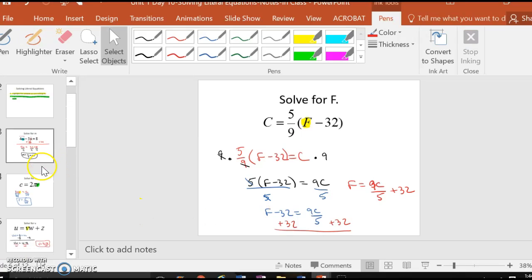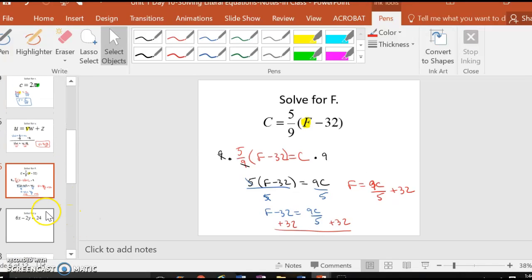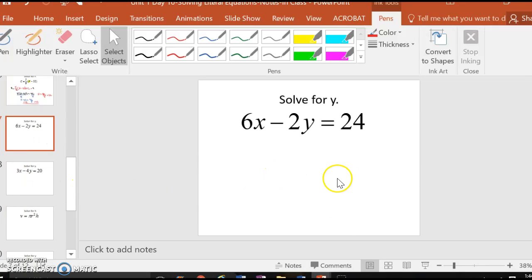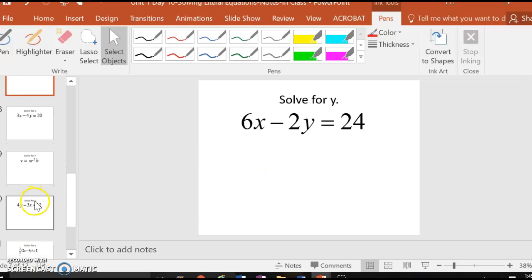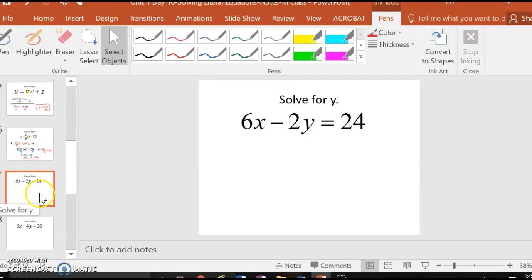So these first four problems are important, but they're not the end-all be-all. The ones that are important for down the road is solving for y. And that's what we're going to do in these next few examples. So here, solving for y in what we would call standard form is important.